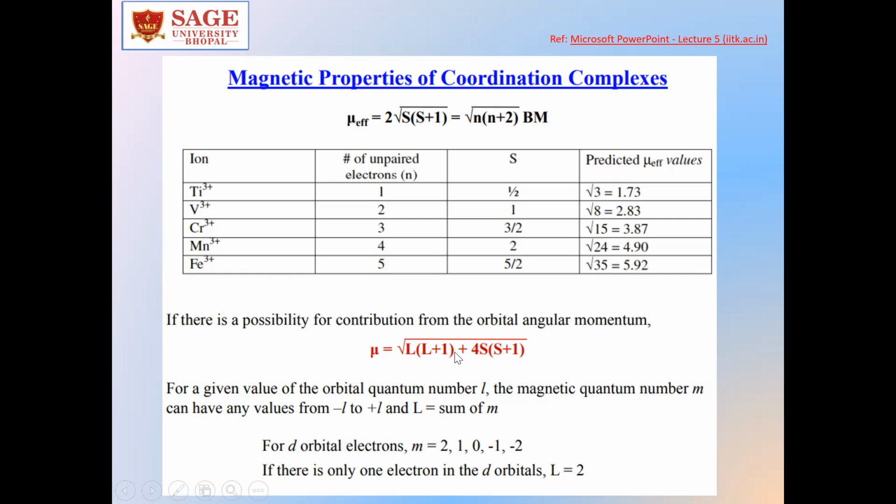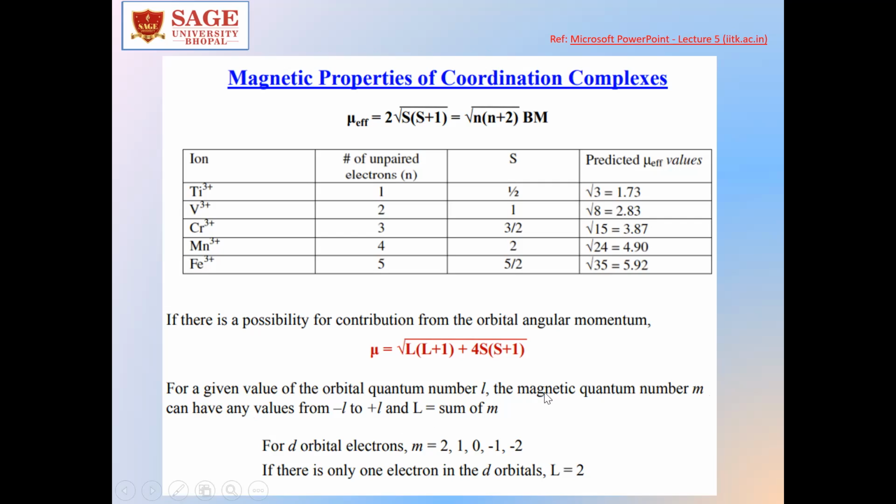Now, if there is a possibility of contribution from the orbital angular momentum, then mu would be equal to root over L into L plus 1, which we get from the orbital contribution, plus 4 S into S plus 1, which we get from the spin contribution. We have already seen the spin part, so if there is such a possibility, the L into L plus 1 term under the root will be added. For a given value of the orbital quantum number L, the magnetic quantum number ML can have values from minus L to plus L. And here capital L is the sum of ML.